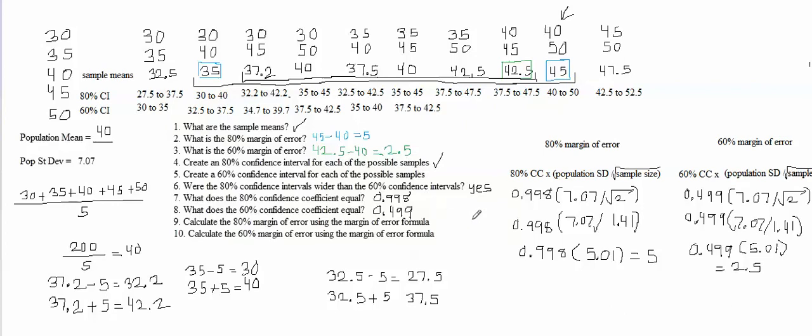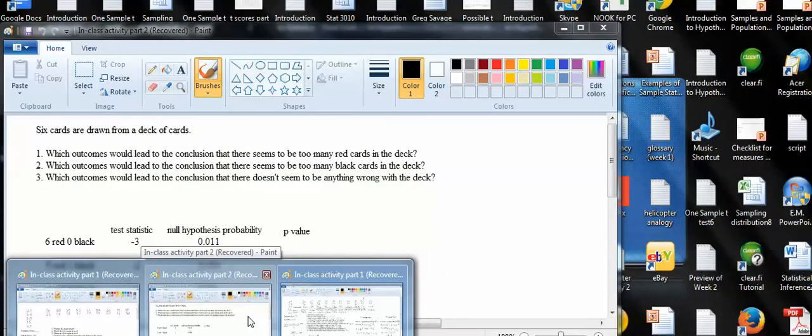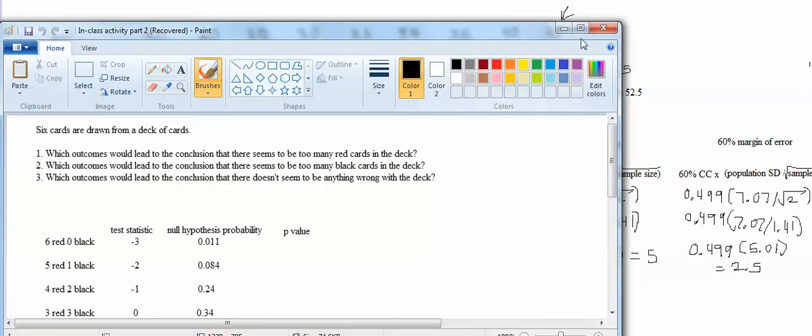So this is 5. This is 5. This is 2.5. I want you to show your steps for these questions so that I know that you didn't just write these two numbers over again. Let's see. I'll show you how to do the next part, which is in-class activity part 2. It looks like this.